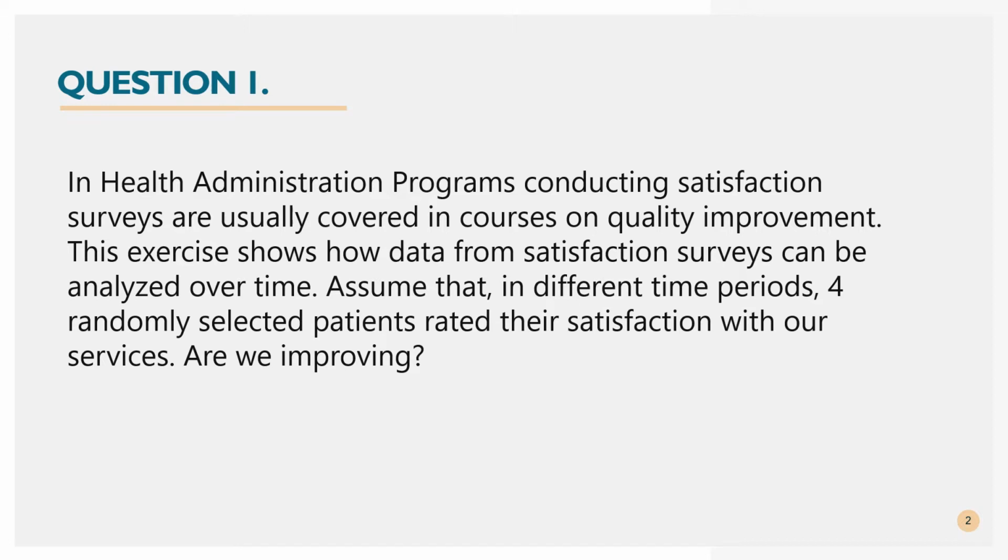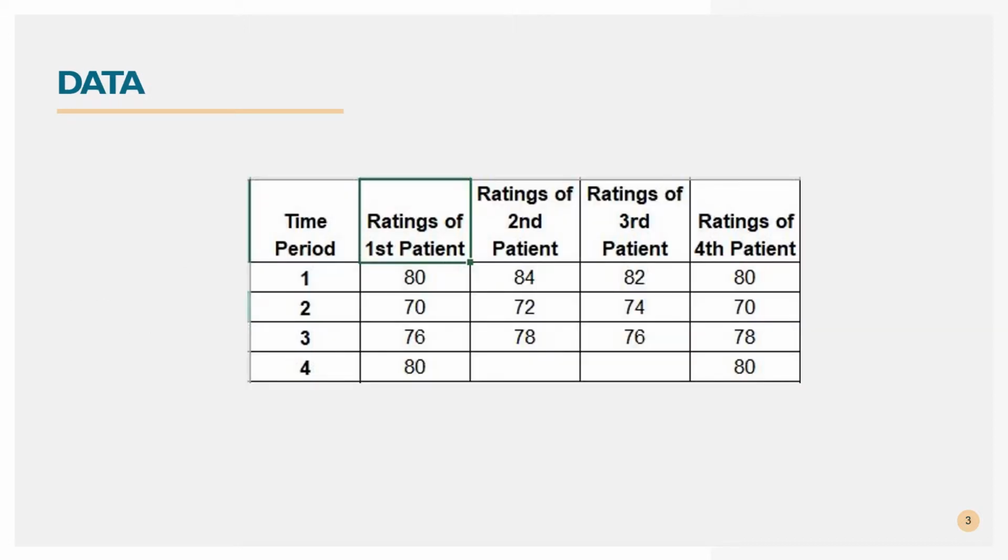Are we improving? To answer this question, we need to calculate the control limits for each time period. First, we calculate the average for each time period. Second, the average of all observations. Third, the standard deviation of all observations. Finally, fourth, calculate the standard deviation for each time period. And now you are ready to calculate the upper and lower control limits.